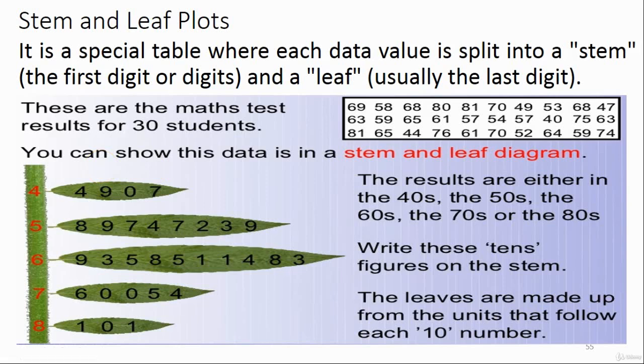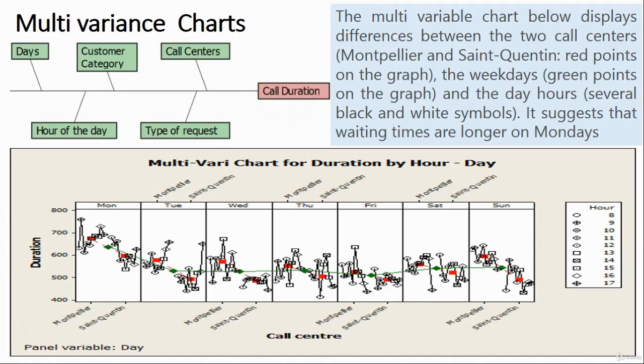but it is a very different kind of graph altogether. Another is the multivariance chart. Suppose you have multiple data with you, then try to take it in multiple dimensions. So here it is showing the number of calls coming by hours per day. So for Monday, this is the trend, Tuesday this is the trend, and so on.